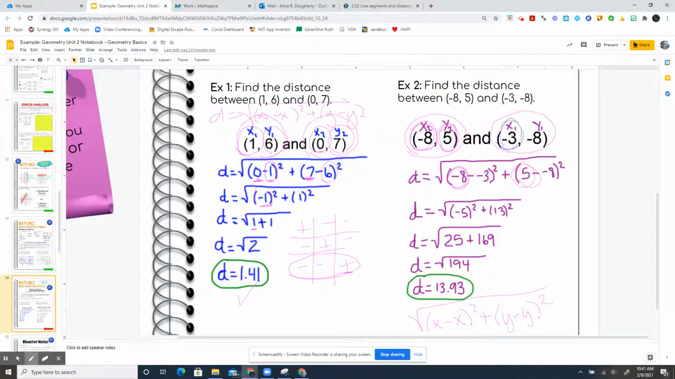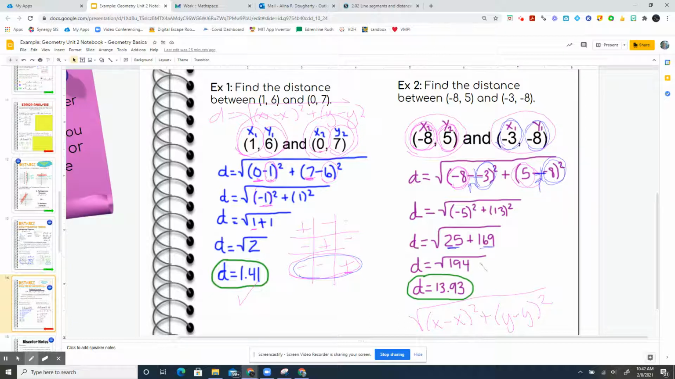And then I put in the 3, and then I put in the negative 8. Remember, we've got to subtract those, right? So negative 8 minus negative 3 is like negative 8 plus 3. So that's going to be a -5. -5 squared, negative times a negative is a positive. I end up with positive 25. Be careful with that. And then 5 minus -8, that's like 5 plus 8. 5 plus 8 is 13, 13 squared.